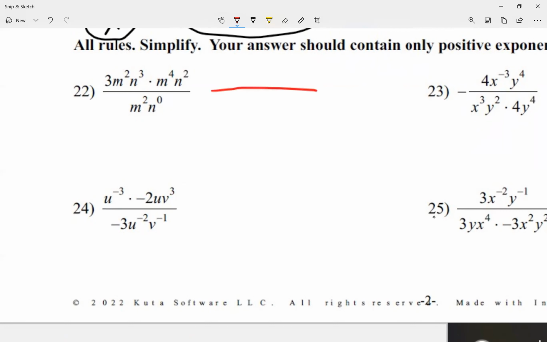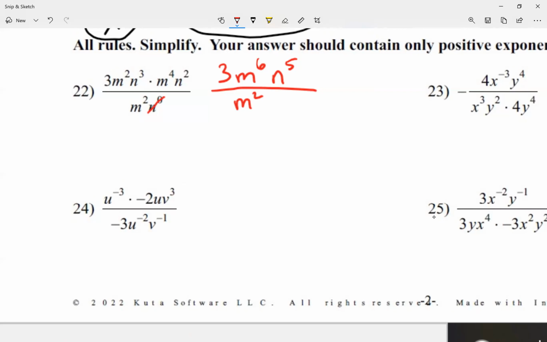Just looking at the top, numbers-wise, I have a 3. When it comes to m, I have 6. When it comes to n, I have 5. Notice I added the exponents. At the bottom, I have an m squared, and I'm not going to even worry about the n. All right, n to the 0, anything to the 0, I don't even bother writing it.